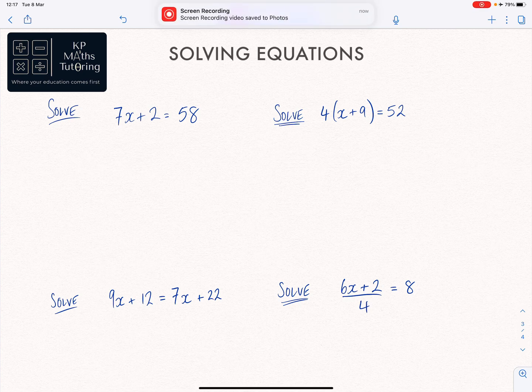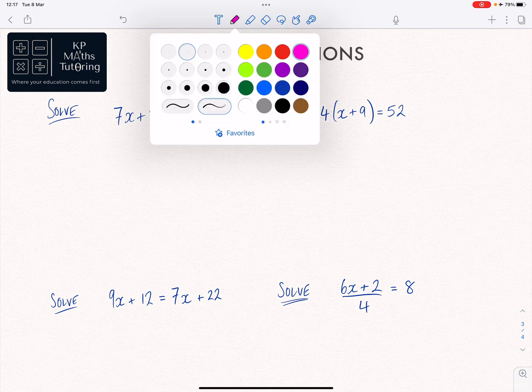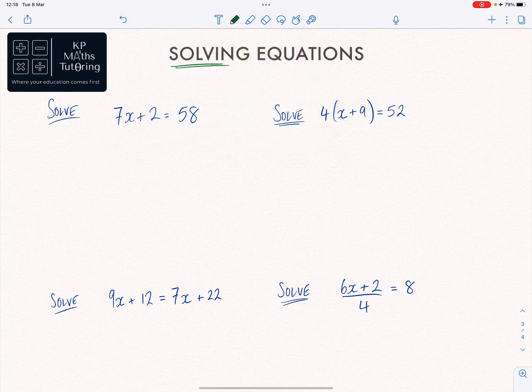Hi everybody, quick video here for you to understand how to solve equations. So the first thing you need to identify is that solve means find x, okay? So we're looking for the value of x. I've got 4 different examples here that I'm going to run through with you.